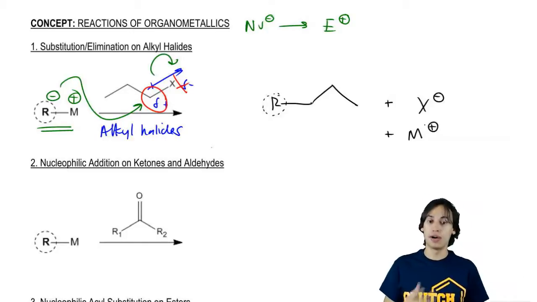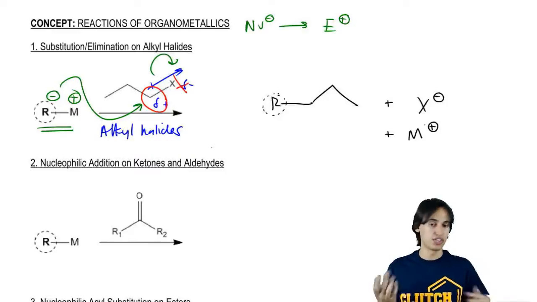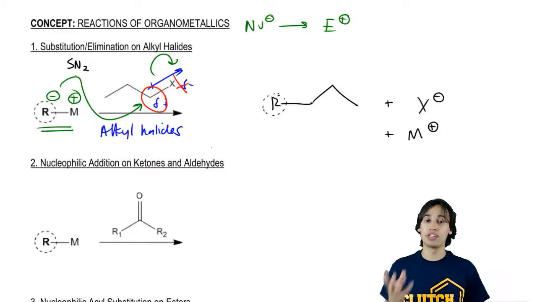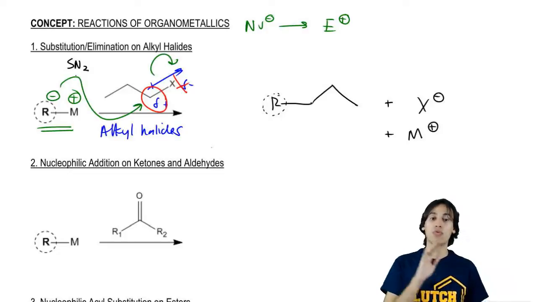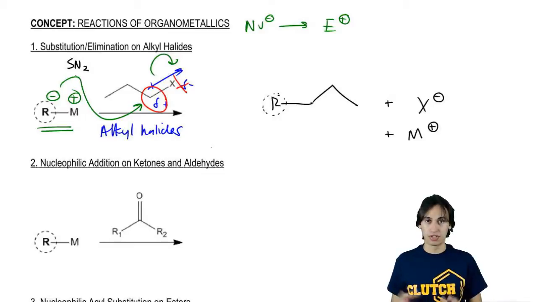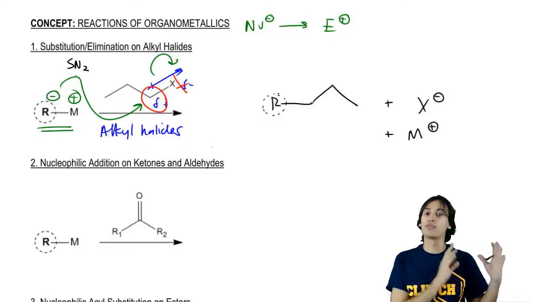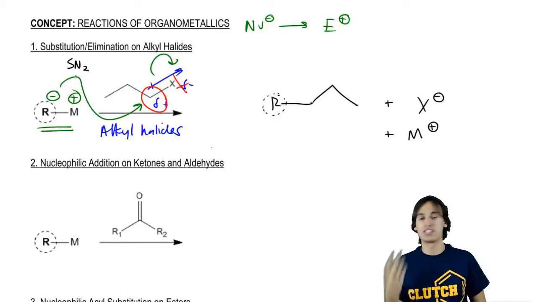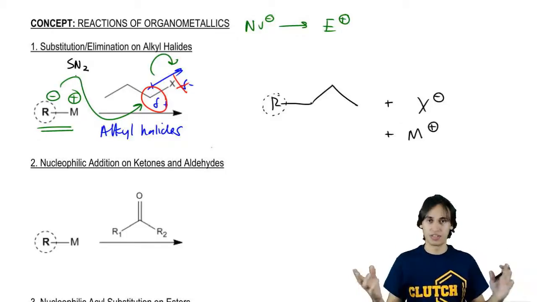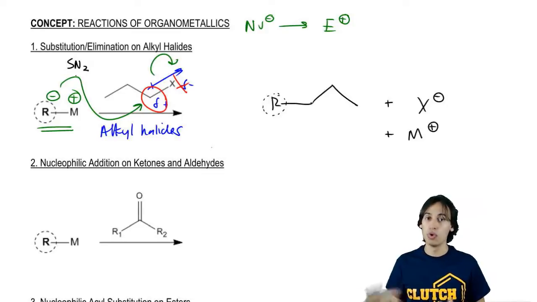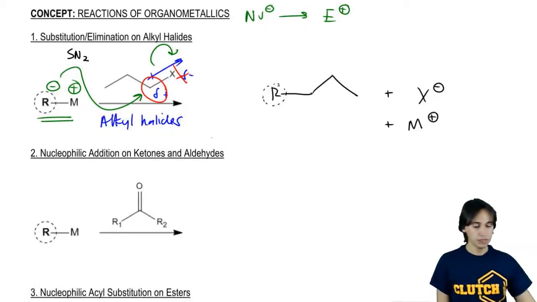You might be saying, Johnny, well, how do I know if it's going to do substitution, like SN2, like I drew in this case? This is an SN2 reaction. Or how do I know that it's going to do elimination? Okay? Well, for that, I'm going to need you to go to the substitution elimination chapter and look at the flow chart that I have. I have a flow chart that explains exactly how to tell if it's substitution, elimination, SN1, whatever. Okay? So just letting you know that that's where that information comes from. Cool. So let's move on to the next one.